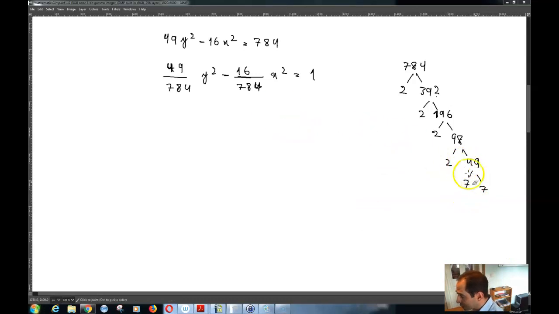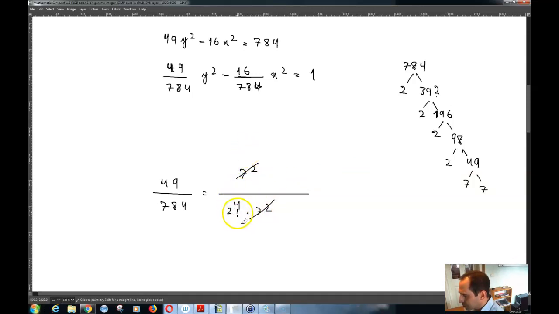Now I know that there is a factor of 49 in 784, and there is of course a factor of 16 in there. So you can simply simplify your equation once you know your numbers. If you write 49 by 784, that is 7 squared over 2 raised to the power 4 times 7 squared, and that is 1 over 2 raised to the power 4, which is basically 1 over 16. So that is y squared over 16.